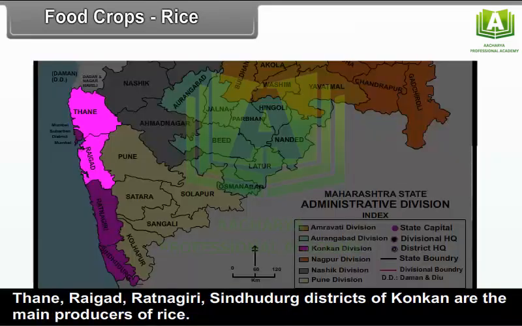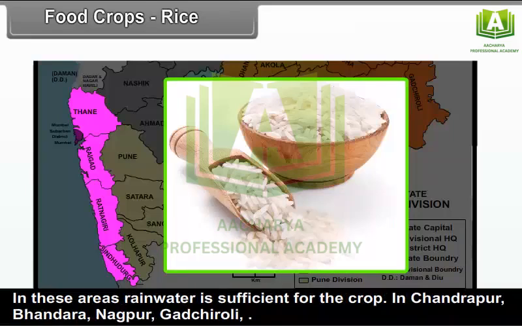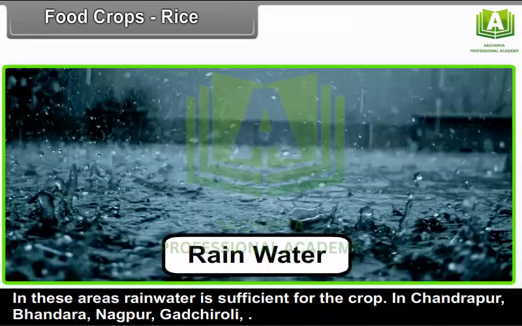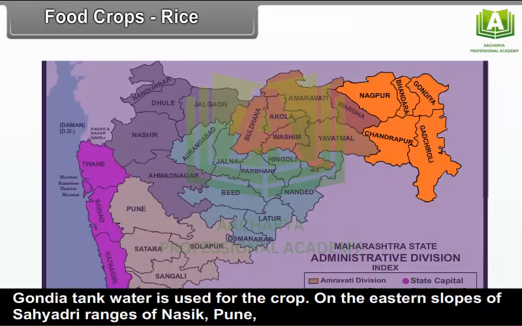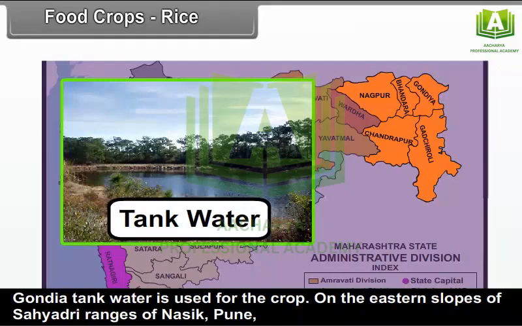Thane, Raigad, Ratnagiri, Sindhudurg, districts of Konkan are the main producers of rice. In these areas, rainwater is sufficient for the crop. In Chandrapur, Bhandara, Nagpur, Gadchiroli, Gondia, tank water is used for the crop.